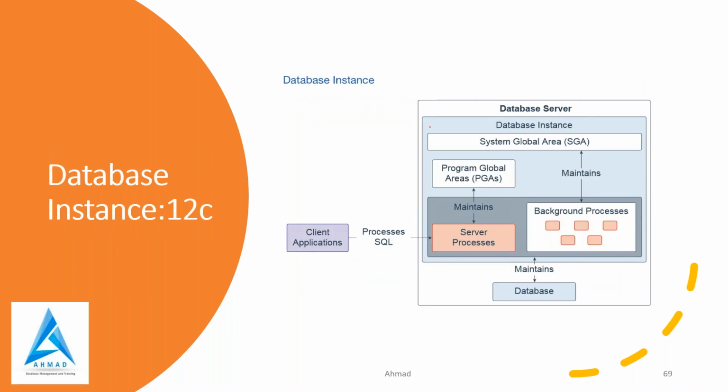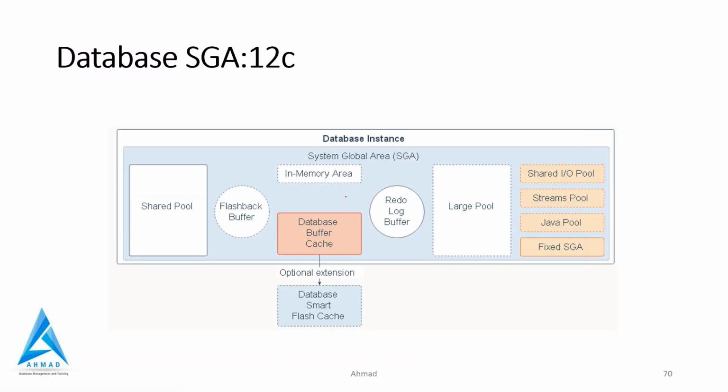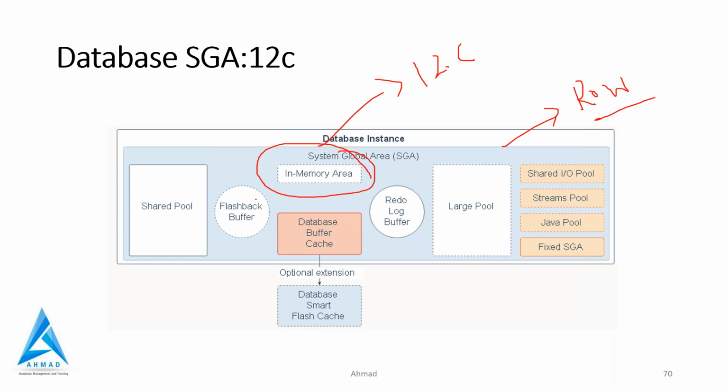As I said, the database instance is SGA, and PGA is related to the server process. These are background processes and database, so no changes happen. But when I say memory component, a new component was added in 12c. As we know, data is stored in the database in row format, but if you enable in-memory, it will store in columnar format. That will enhance database performance for your select queries. So this is the in-memory component, which is optional.